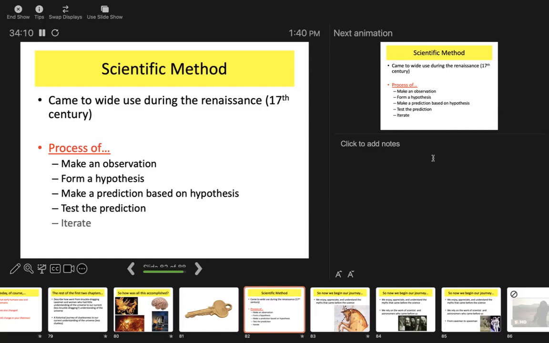We test the prediction and then what's called we iterate. Hey, if it is this, it should do this, right? And then we repeat the process or we change it. Hey, it didn't do this. Well, therefore, it ain't a bug. I got to change my hypothesis and change my prediction. Okay? This is the scientific method right here.